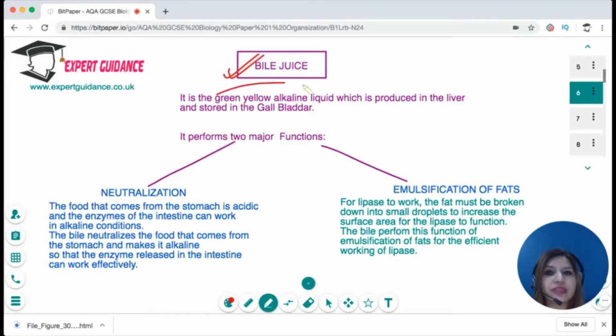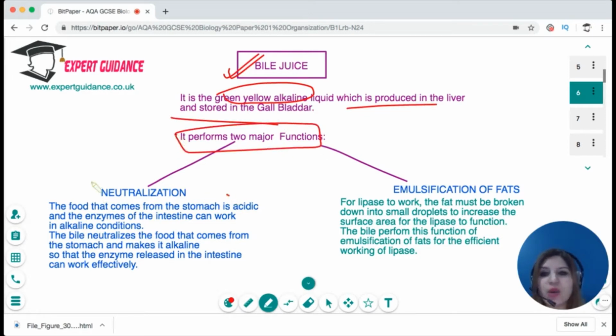It is a greenish yellow alkaline liquid which is produced in the liver and stored in the gallbladder, and it performs two major functions. You should remember that. One is the neutralization. So the food that comes from the stomach is acidic, and the enzymes of the intestine can only work in alkaline condition. So the bile neutralizes the food that comes from the stomach and makes it alkaline, so that enzymes released in the intestine can work effectively.